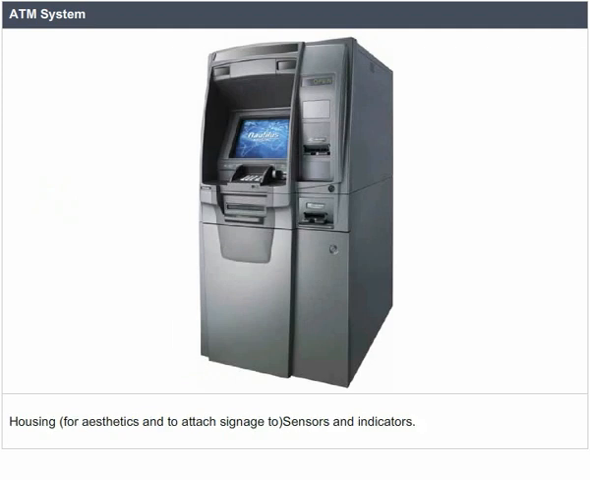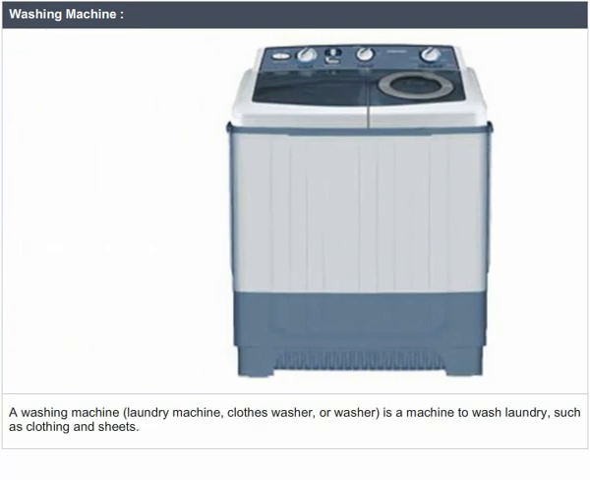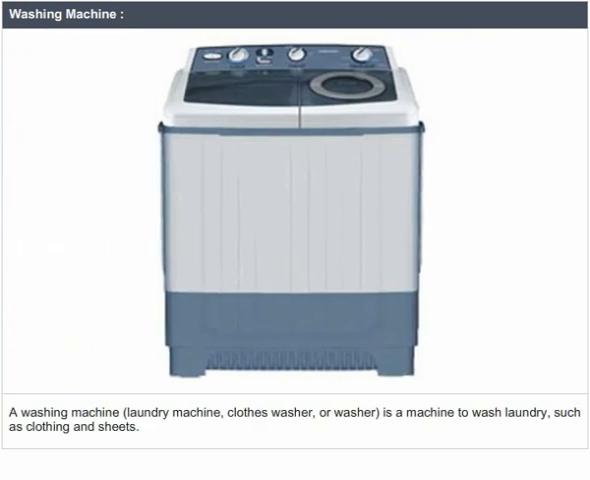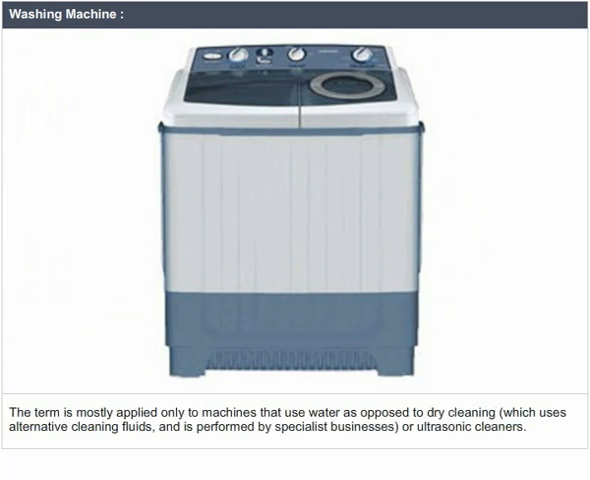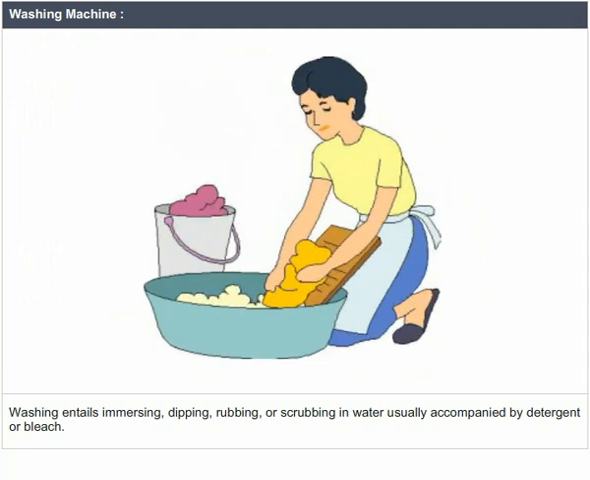Washing machine. A washing machine, laundry machine, clothes washer or washer is a machine to wash laundry such as clothing and sheets. The term is mostly applied only to machines that use water as opposed to dry cleaning, which uses alternative cleaning fluids and is performed by specialist businesses or ultrasonic cleaners. Washing entails immersing, dipping, rubbing, or scrubbing in water, usually accompanied by detergent or bleach.